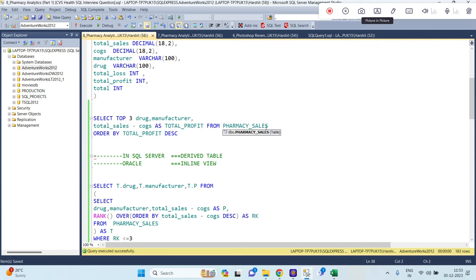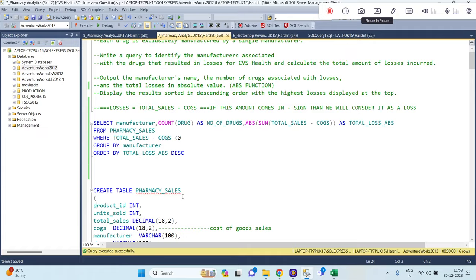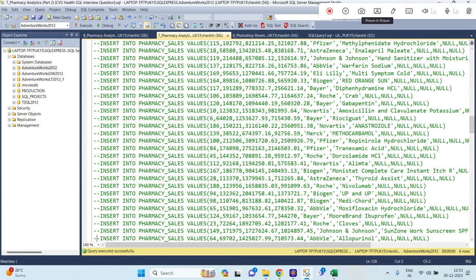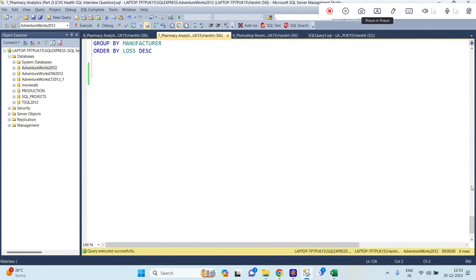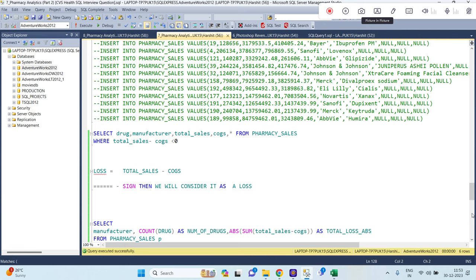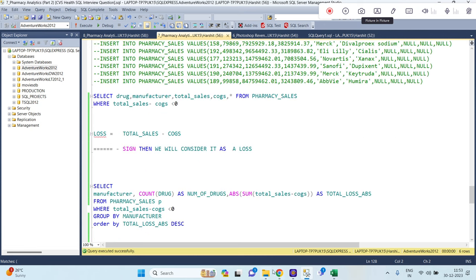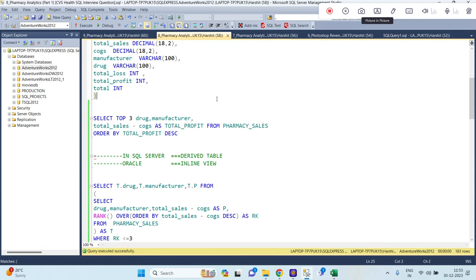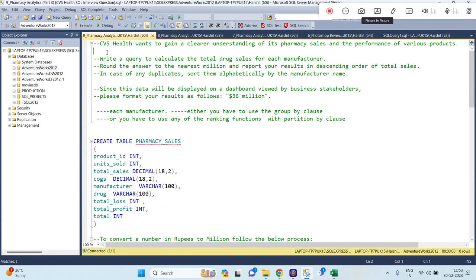Now let's see another question. We have already seen this one, right? Okay, now let me jump to the ninth query. That is clear, right? This one is clear, right? This is a very simple one: top three most profitable drugs. Now let's jump to the ninth query.